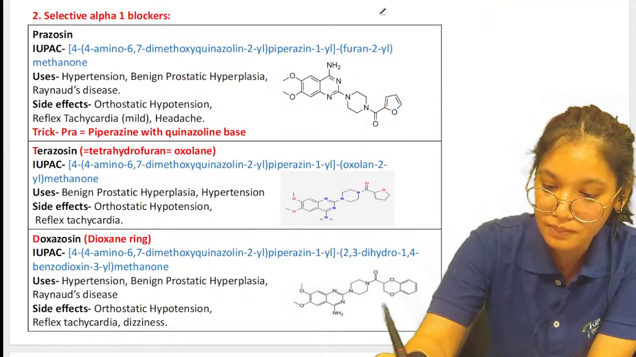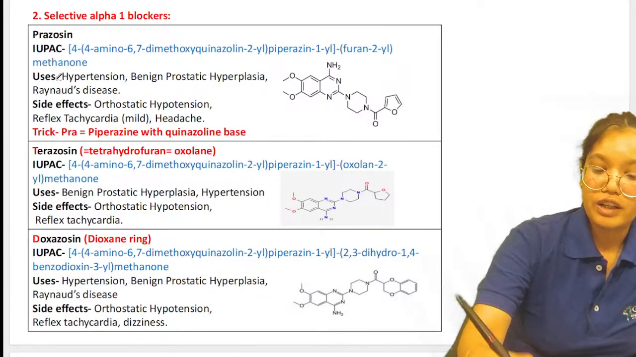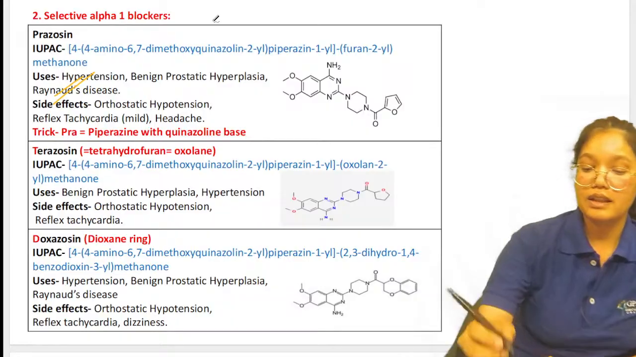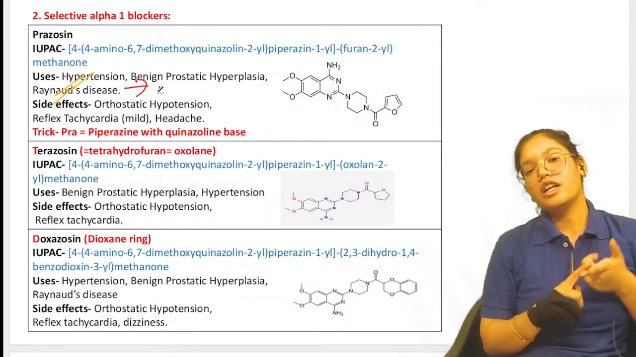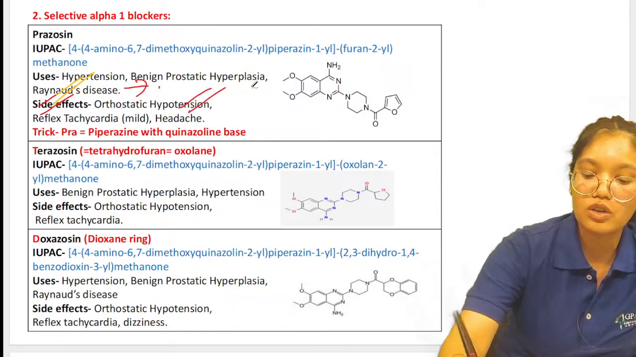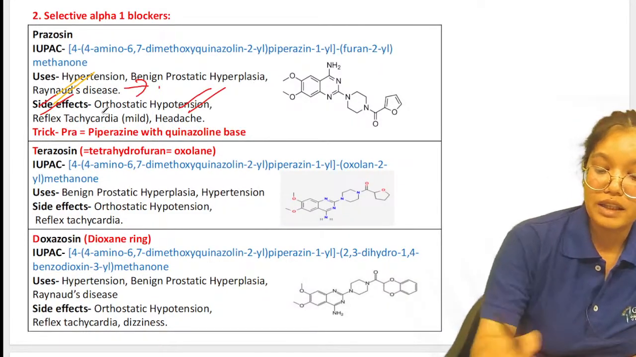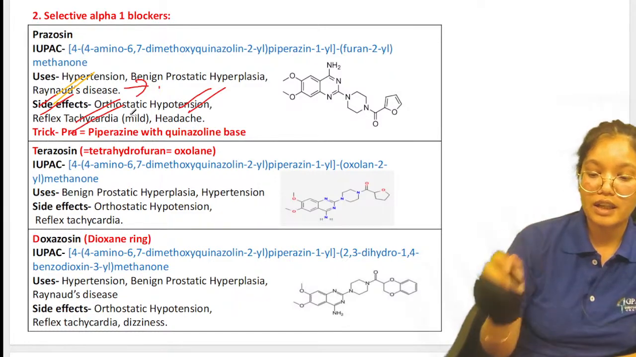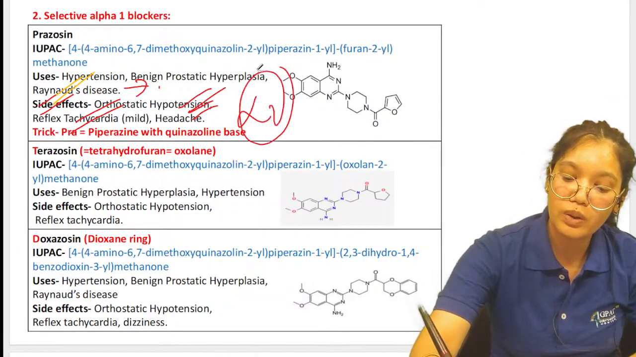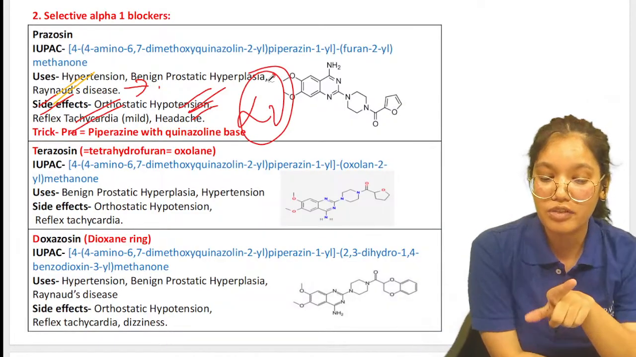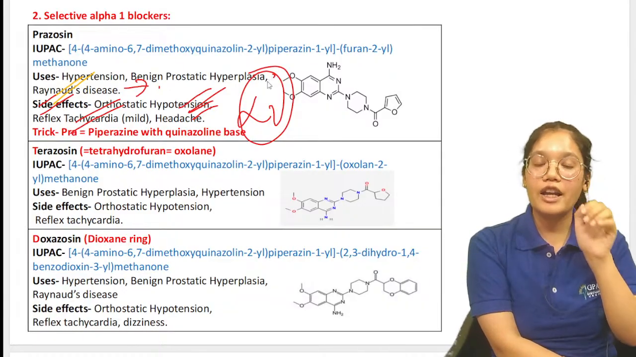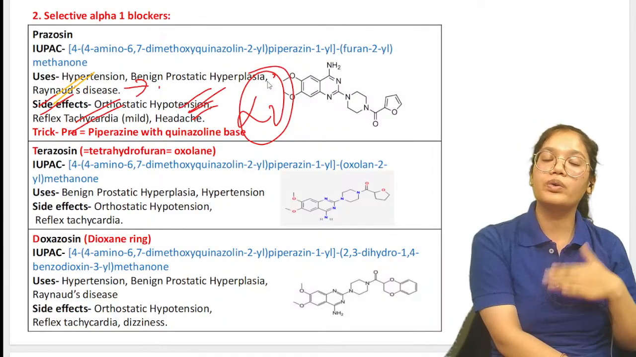Now moving forward, Raynaud's disease. I already told you about Raynaud's disease. It is vasoconstriction in our fingertips and toes, so it is used there. Talking about the side effects, again it causes orthostatic hypotension, then mild reflex tachycardia and headache. Now this is not blocking the alpha-2 receptor, but it still gives the side effect of reflex tachycardia. Here the reflex tachycardia will be milder as compared to the non-selective ones.